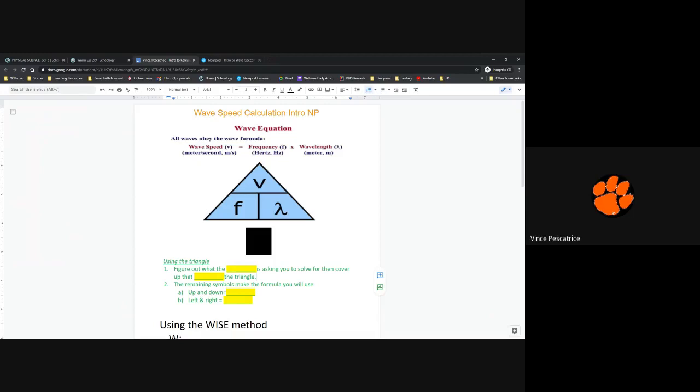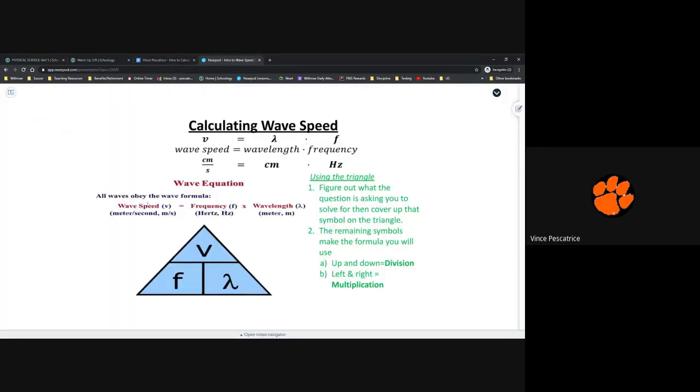So this triangle that I'm going to be showing you at the top is something that you're going to be seeing a lot throughout my class. When we get to any sort of calculation, I normally have a triangle. We do this with acceleration, speed, things like that. We're going to be using this triangle again, but it's just going to have different letters in it. The way this works is by covering up what you're trying to figure out. If you look at your Nearpod, waves obey the law of this formula: wave speed is equal to the frequency times the wavelength.